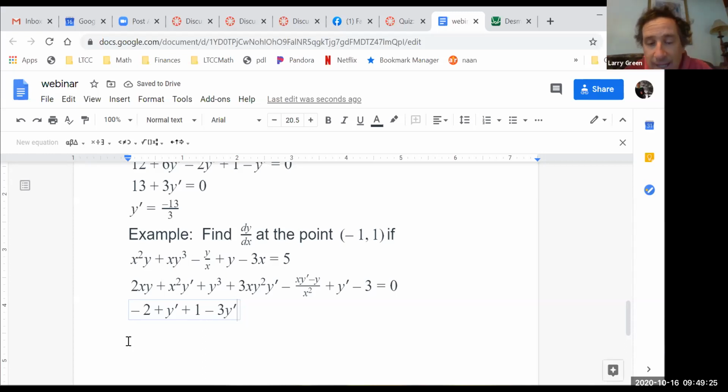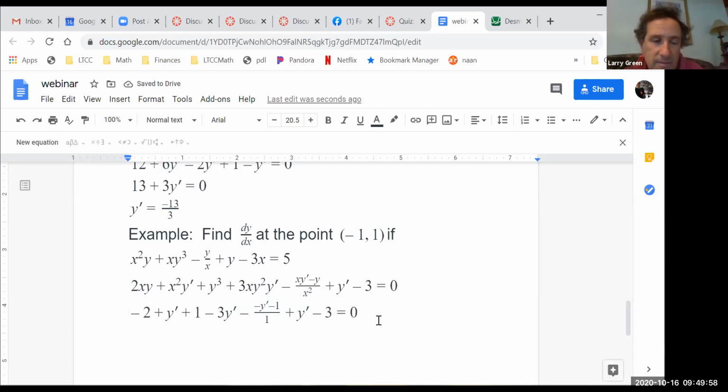And then we have a minus, and we have a fraction. We have xy prime, which is negative y prime, and then minus 1, because y is 1, over 1, which is nice because that's just going to go away, the over 1. Then we have plus y prime minus 3 equals 0. Any questions on this so far? Any questions?